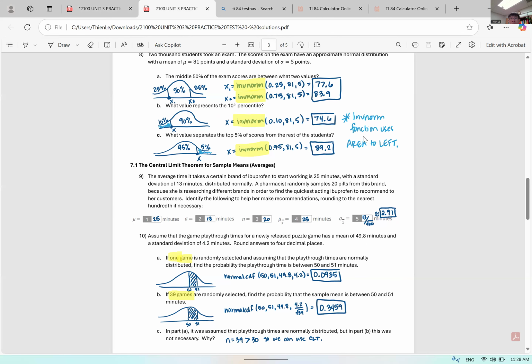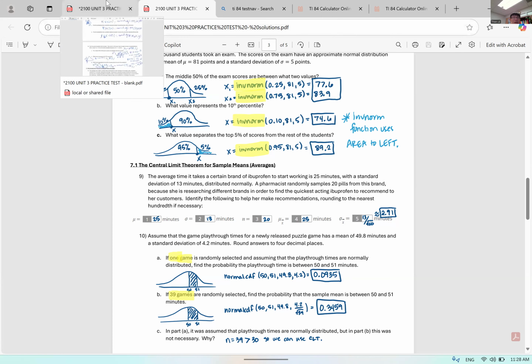And again, for those of you who have the newer version, be mindful that after you do A, you choose center area, when you do B and C, you need to choose left area, right? Left area. Don't leave the area at the center as you did in A, because it will give you a wrong number, right?